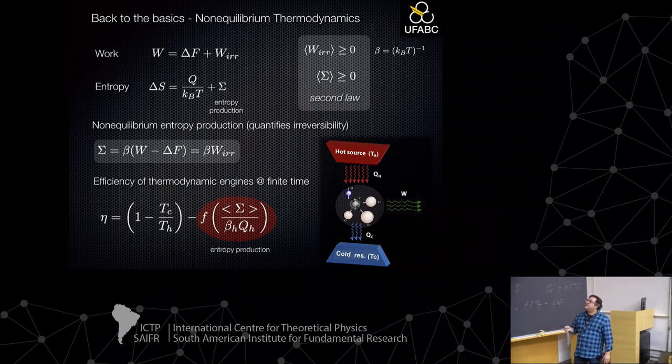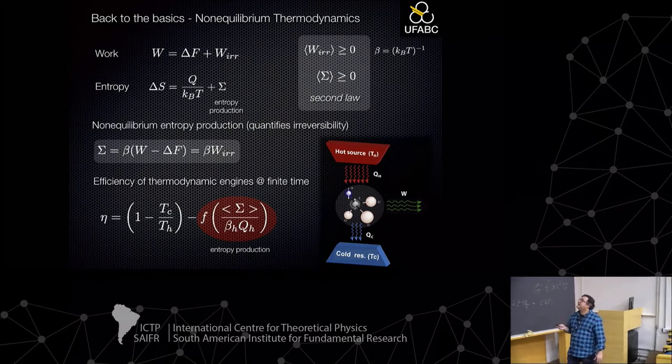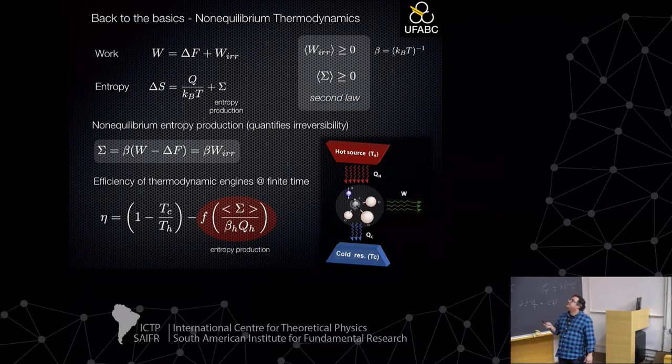The variation of entropy will also be associated to this entropy production due to performing the protocol in a finite time way. The second law of thermodynamics says that the entropy production is always positive and the minimum value is equal to zero when we do it in a reversible way. And also the irreversible work is bigger than zero.